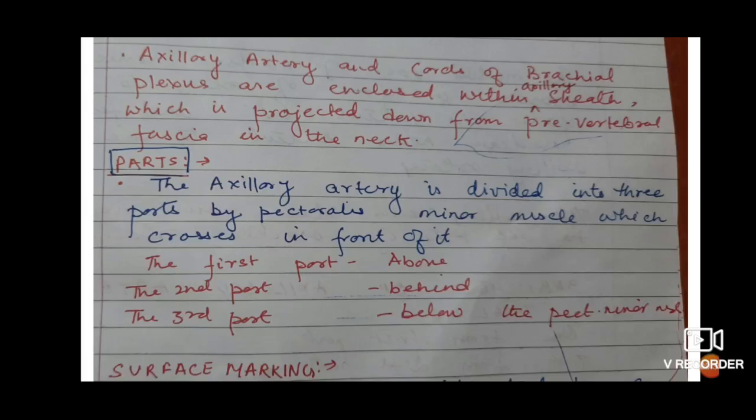Parts of axillary artery. Axillary artery is divided into three parts by pectoralis minor muscle, which crosses in front of it. The first part is above, the second part behind, and the third part is below the pectoralis minor muscle.